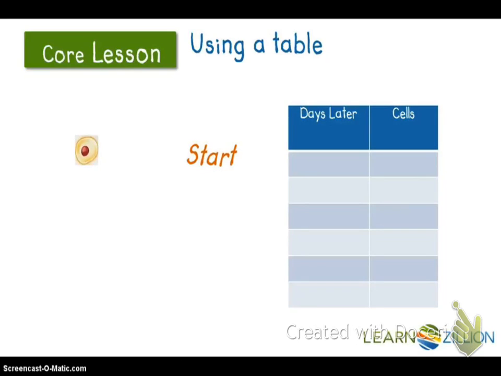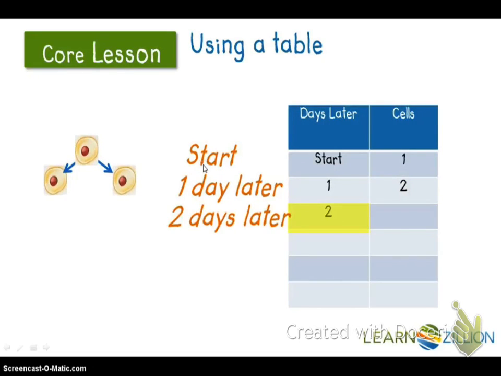We can list how many days later it is in the left column and the number of cells in the right column. Remember, we started with just the 1 cell, so we won't put a number there. We'll just put the word start. On that day, we had the 1 cell. 1 day later, the 1 cell has split into 2 cells. The next day, so 2 days later, the 2 cells have split into 4 cells.